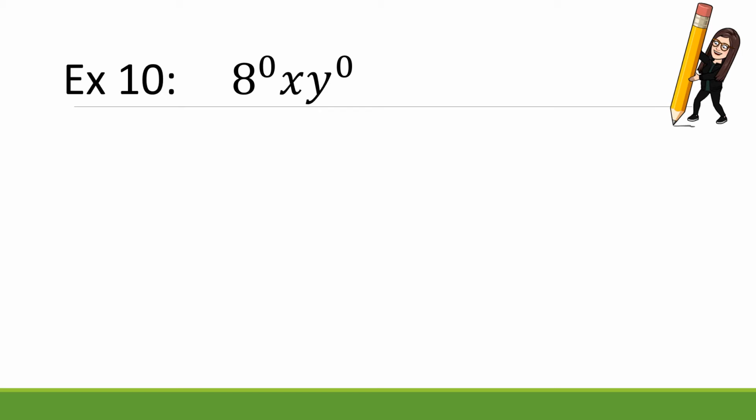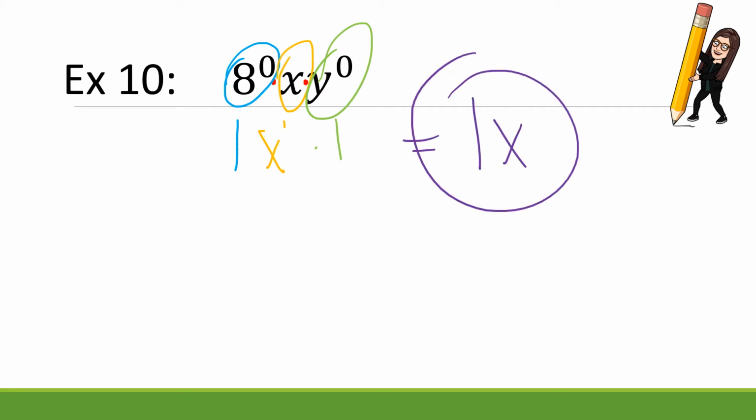Ooh, we've got 3 pieces here, right? If I was to draw dots, I've got 3 pieces. 8 to the 0, 1. X to the first stays x to the first. Y to the 0, 1. 1 times 1 is 1, and I have a single x remaining. I would also accept just the x.